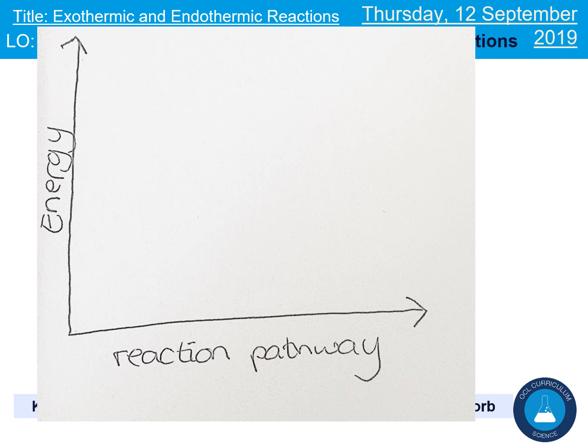A reaction profile is similar to a graph in that it shows us a change in something over time. On the x-axis of the reaction profile, we show the progression of the reaction from start to finish. On the y-axis, we represent the amount of energy that the particles in the reaction have. A common misconception is that students think that the y-axis represents the energy of the surroundings, but this isn't correct. The y-axis represents the amount of energy particles have in the reaction.